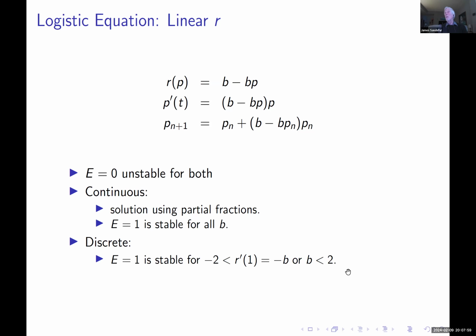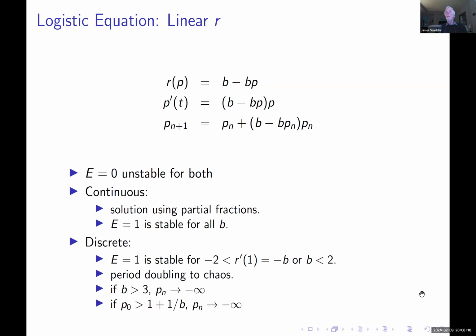Many of you have seen this example: in the discrete model, if the intrinsic growth rate is too large, it starts a 2 cycle, and then you get a 4 cycle, and so forth, and you actually get period doubling to chaos. The other thing is, if b is greater than 3, almost all starting values have the population going to minus infinity.